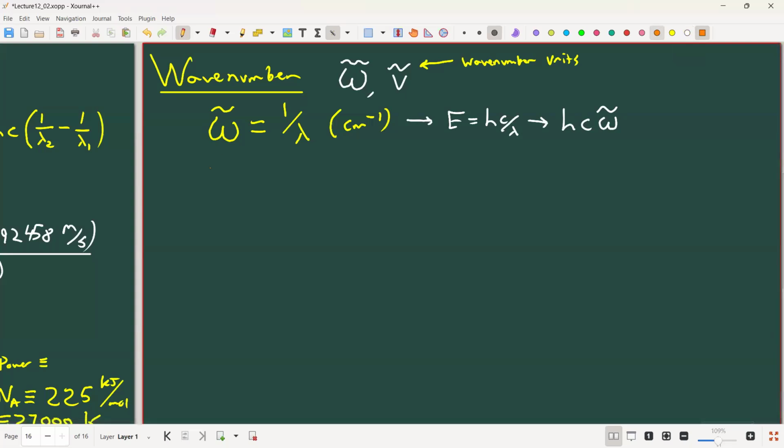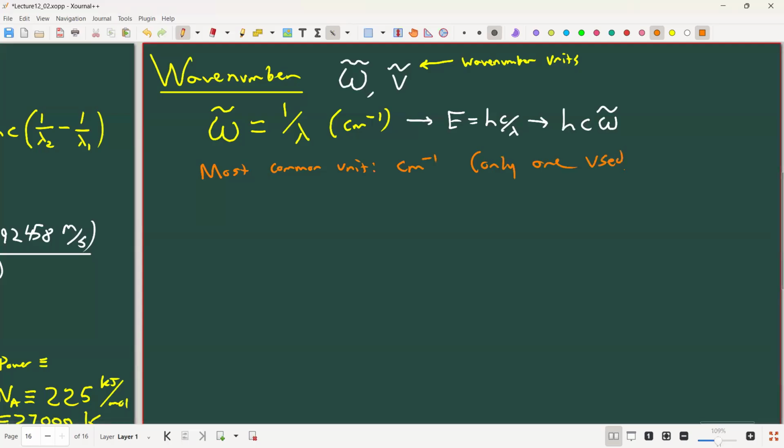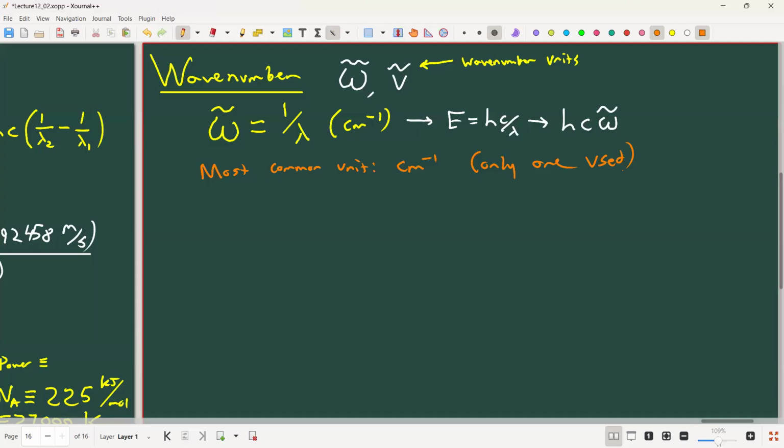So the most common unit, of course, is inverse centimeters. That's pretty much the only unit we use in chemistry. I don't know anyone who uses other length units besides centimeters.